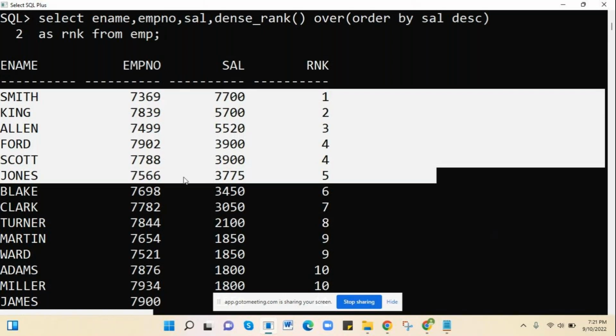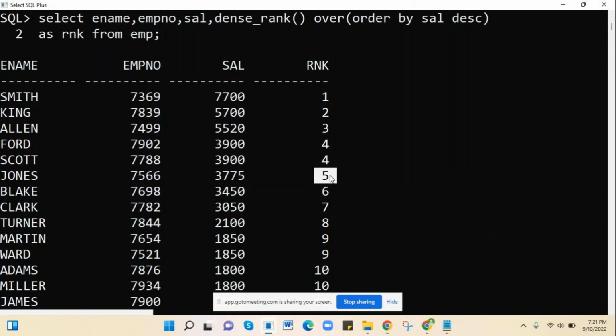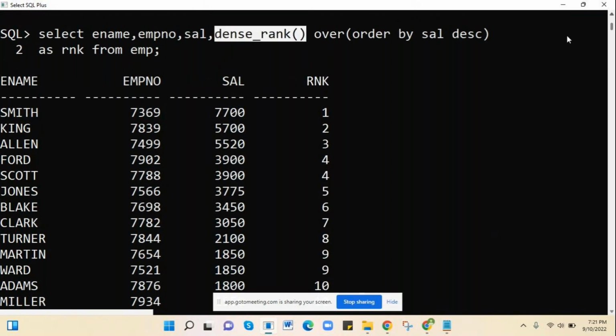But according to salary, his salary is fifth highest, because it does not generate the gap. It does not skip any value. That is the use of dense rank. Dense rank does not skip the values. Okay.